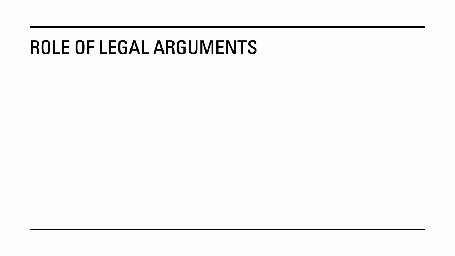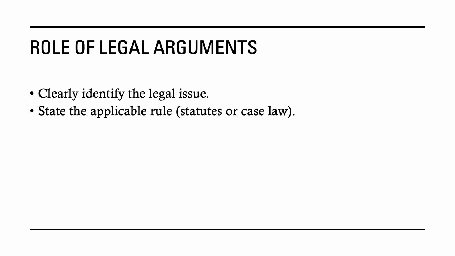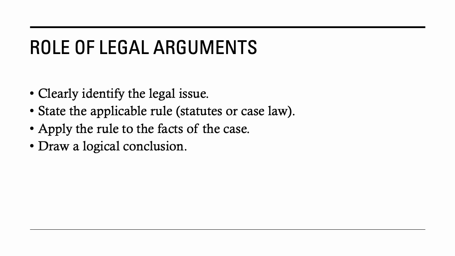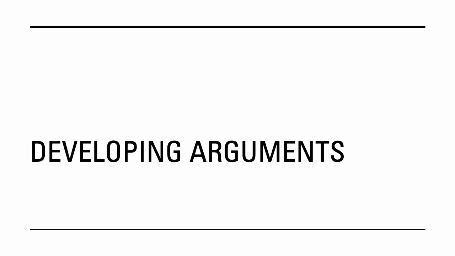So let's talk about the role of legal arguments in a trial. Remember that a legal argument is going to explain to the court why they should rule in favor of your client based on existing law and legal precedent. A strong legal argument is going to be structured so that it clearly identifies the legal issue. It is going to state the applicable rule, whether it's statutes, case law, or both. It is going to apply the rule to the facts of the case, and it's going to draw a logical conclusion. Now, we have to develop the arguments for both sides.